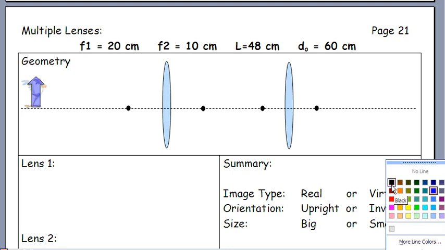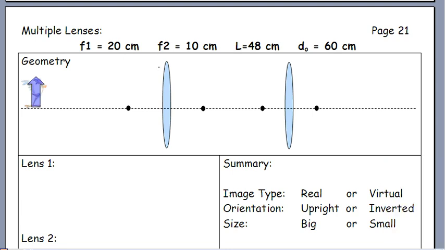But we could put some little marks on here. Looks like the first lens has a focal length of 20, so that's a 20. This one, according to the story, focal length 2 is a 10. So if I was to put some focal points on here, that's 20 out, 20 out. This is 10 out, and 10 out. Definitely not to scale.